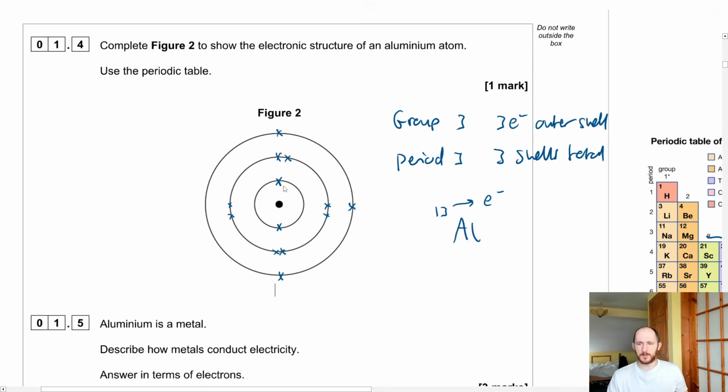If you add these up, so 1, 2, 3, 4, 5, 6, 7, 8, 9, 10, 11, 12, 13, I have 13 electrons as well. So that's why this number here is a bit redundant. You don't need it if you're sketching an electronic structure.